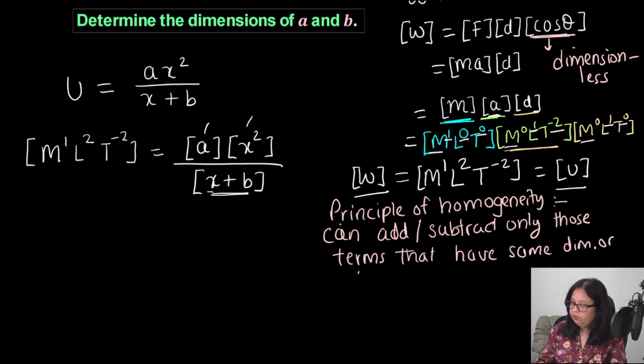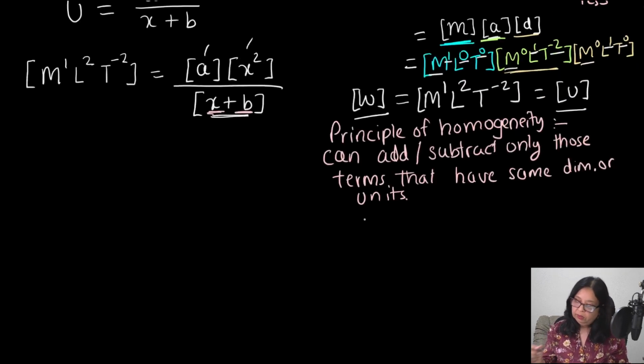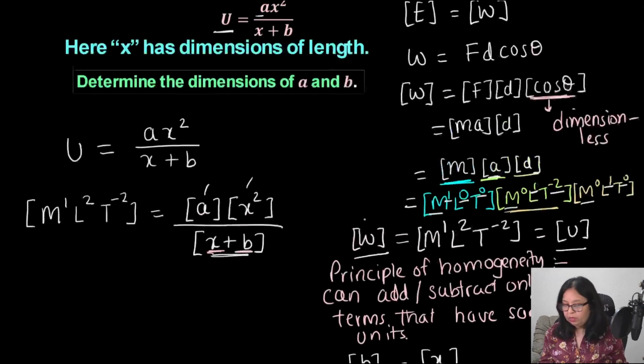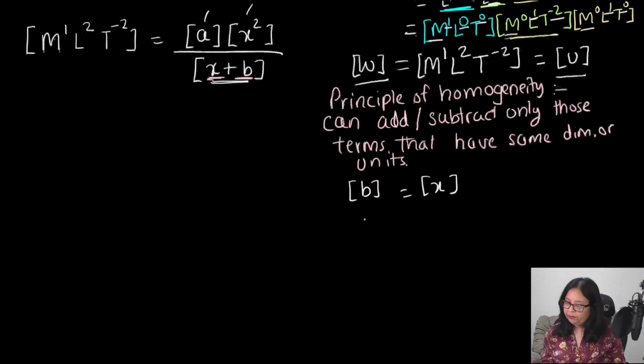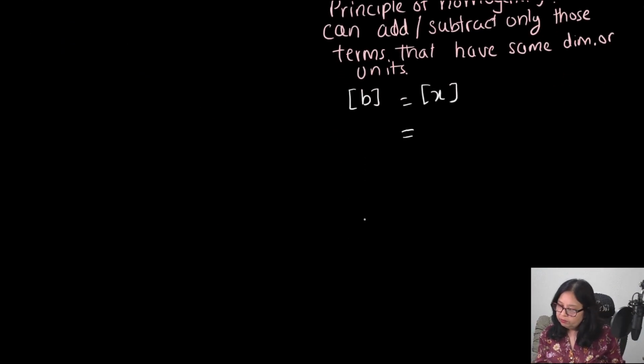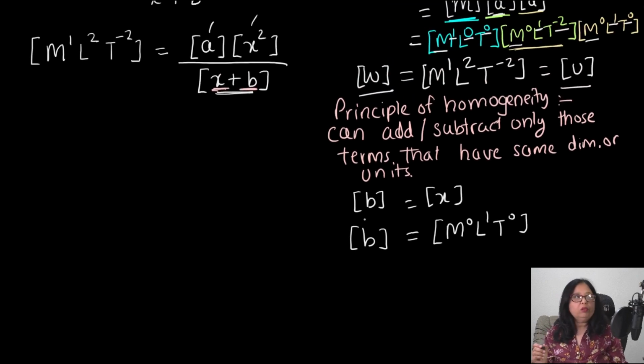Or you can say units here. That means the dimension of B is same as the dimensions of X. And what did we say the dimensions of X are? We're told that in the problem. We're told that X has the dimensions of length. So that means X is M0, L1, T0. So this is the dimension or the dimensional formula for B.